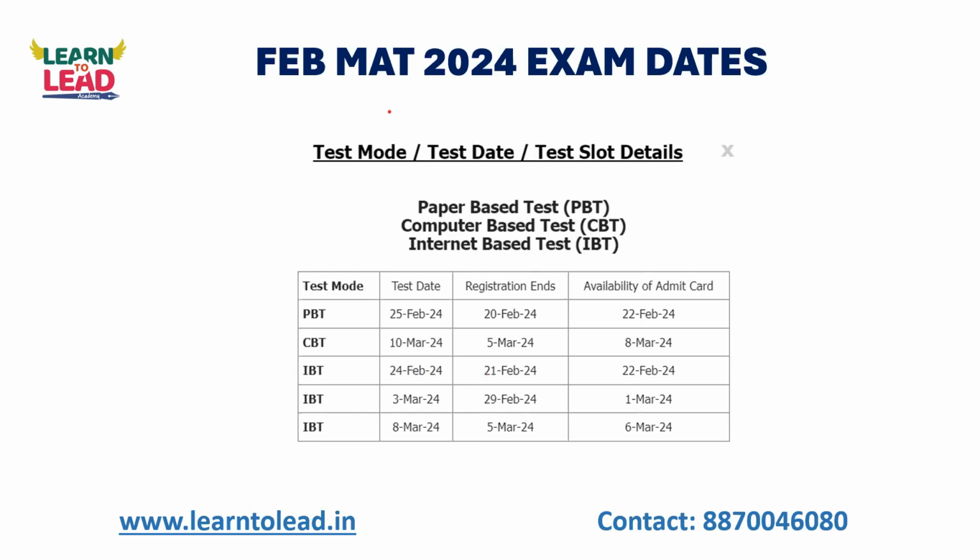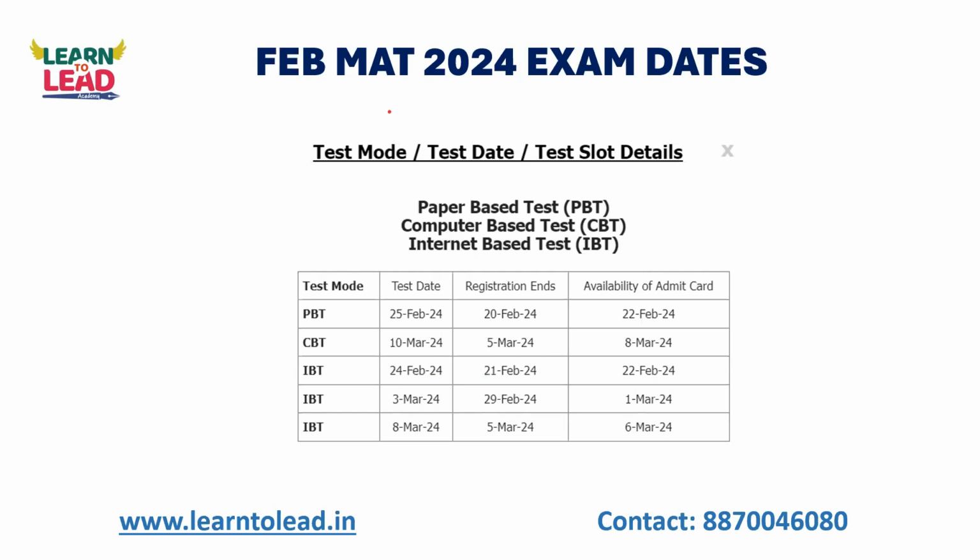As of now, AIMA has given one date for PBT, one for CBT, and 3 dates for IBT. The first PBT test is on 25th Feb and the registration ends on 20th Feb. You can download your admit card from 22nd Feb. The CBT exam is on 10th March, for which the registration ends on 5th March, and you can download your admit card from 8th March.